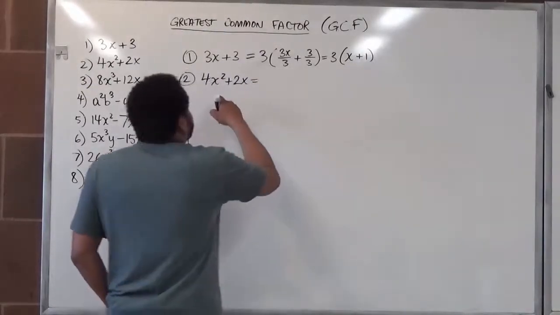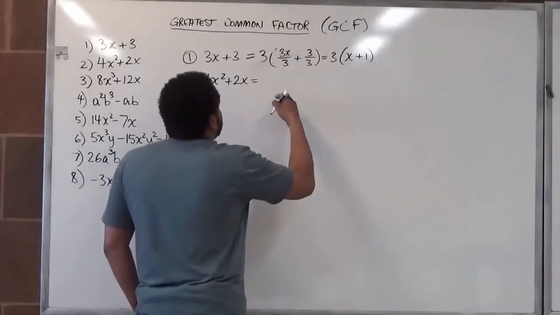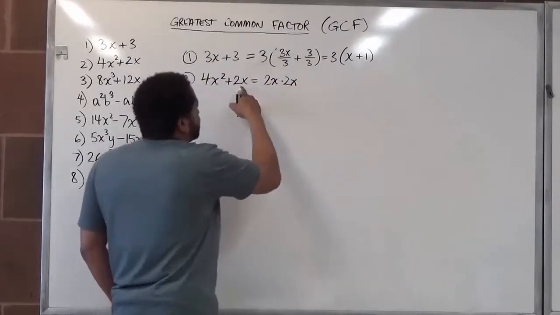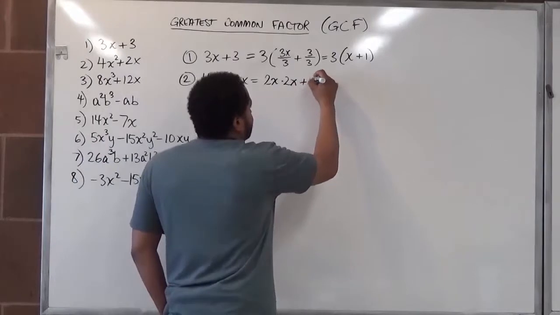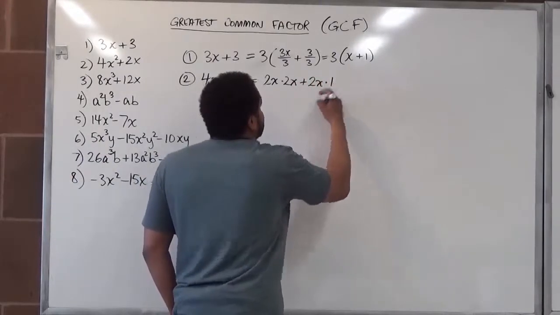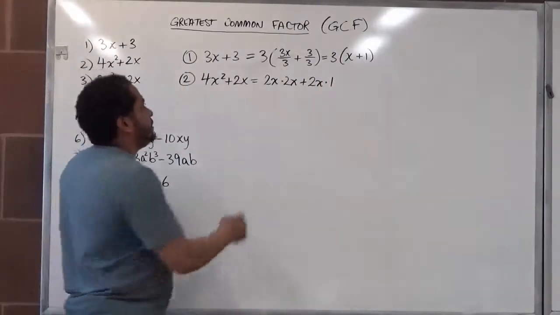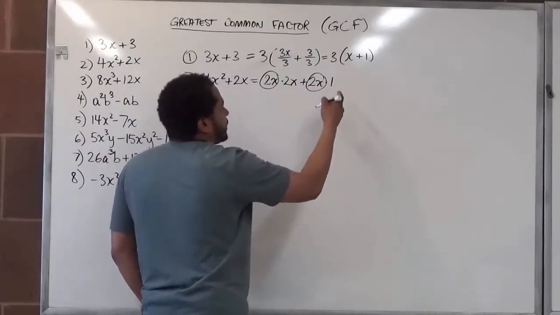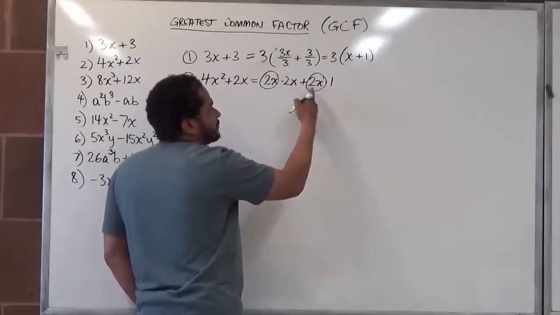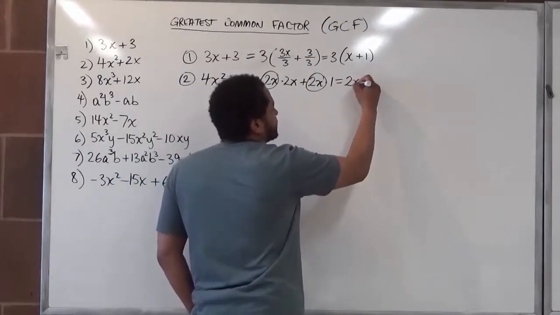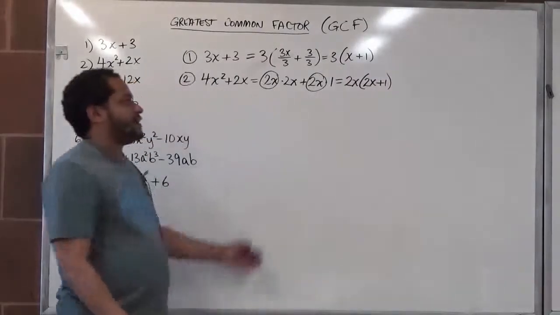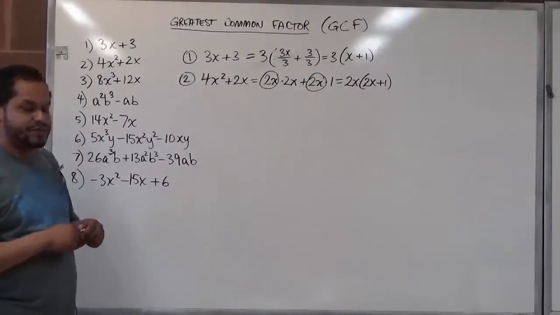Here if I break down 4x squared, I know I'm going to have 2x times 2x. And I also have a 2x over here. If I set up 2x times 1, I can see the factor pairs already. I see my greatest common factor is the leading term here, and I want to extract this and leave everything else in the parentheses. So here I have 2x, and in the parentheses I have 2x plus 1. And there I just factored out the greatest common factor of 2x.